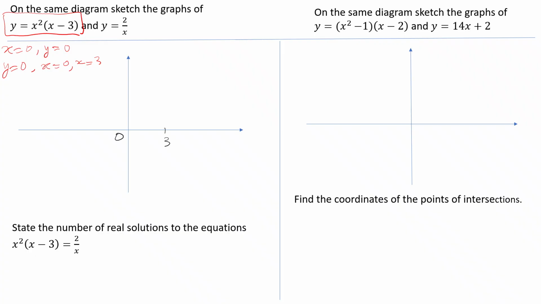So this is a positive cubic graph. So the graph starts from the bottom left side. The x equals 0 is a repeated root. So the graph starts from the left hand side. This is the label: y equals x squared times x minus 3.